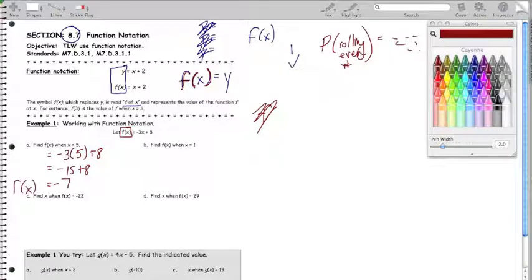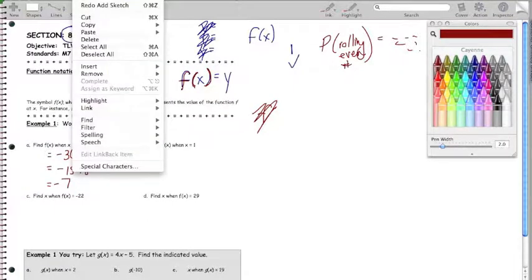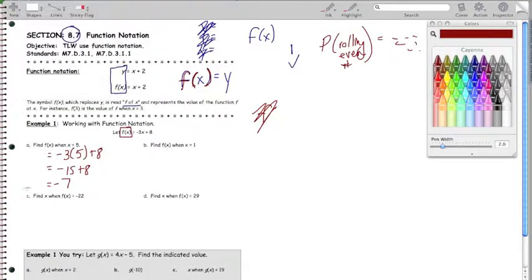F of x is equal to, let me rewrite that so it doesn't confuse us. F of x is equal to negative 7. Okay, let's try another one just like that. Find f of x. Find that whole clump when x equals 1.